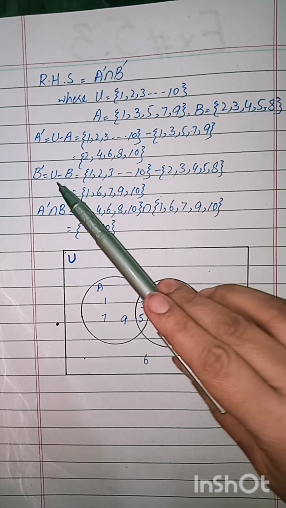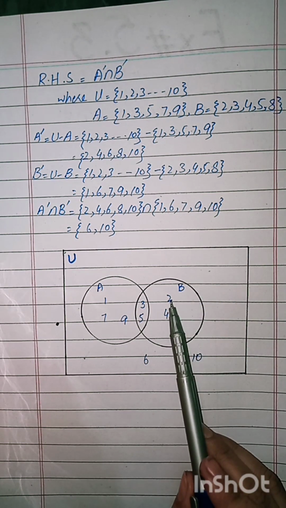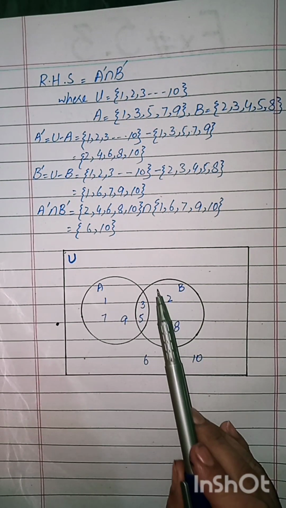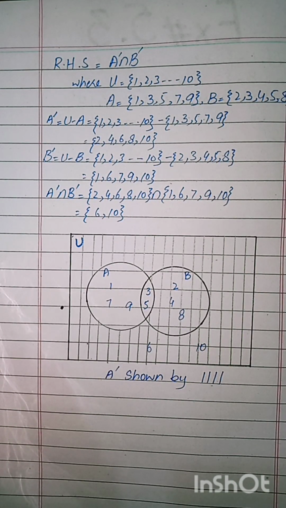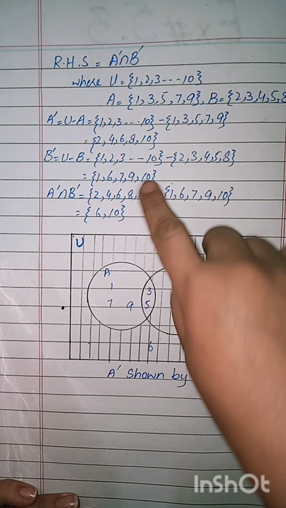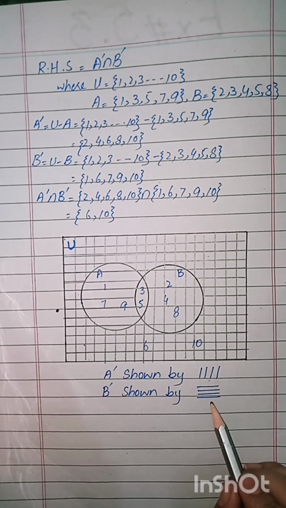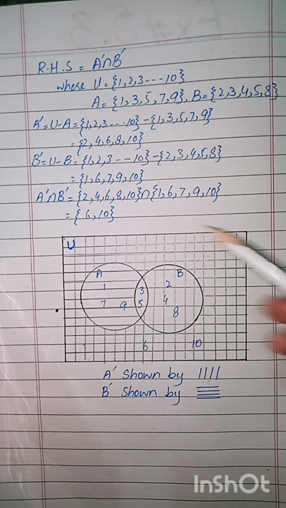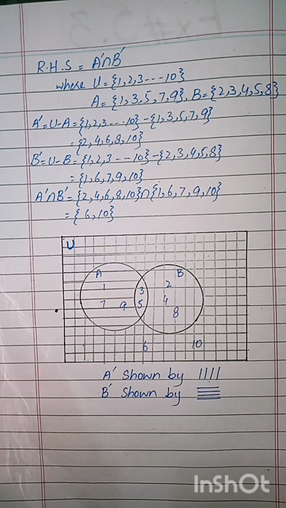Now we have to draw first A complement, which is equal to 2, 4, 6, 8, 10. So this is 2, 4, 6, 8, 10, the region of U and B. So this is the representation of A complement with the help of vertical lines. Now we have to draw B complement. So this is the representation of B complement, which is shown by the horizontal lines. So now A complement intersection B complement is equal to 6, 10.